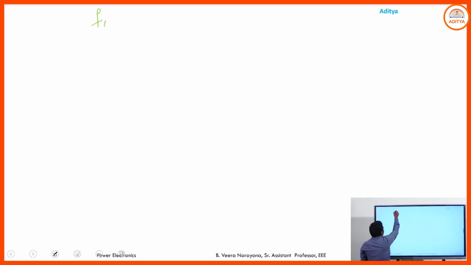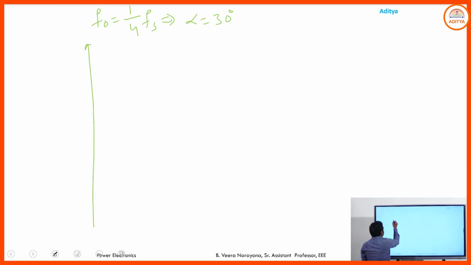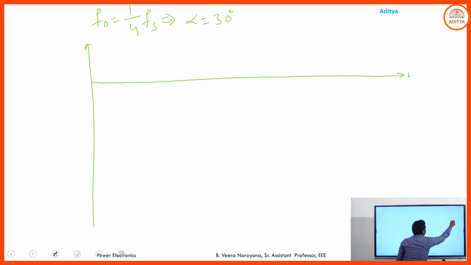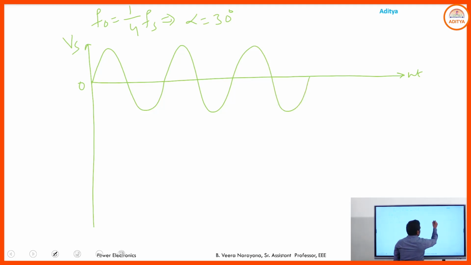If you go with another exercise, I want to collect F0 equals 1 by 4 Fs, and I want to maintain alpha equals 30 degrees. Then the output voltage and the source voltage can be represented. It depends upon the output frequency. Here I want to collect an output frequency of 1 by 4 times the source frequency.